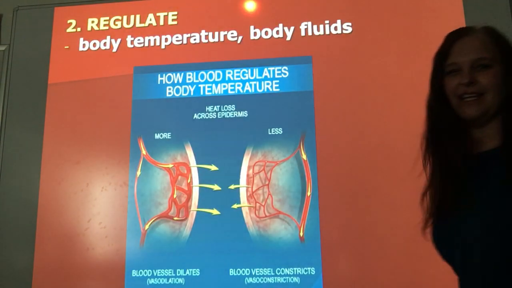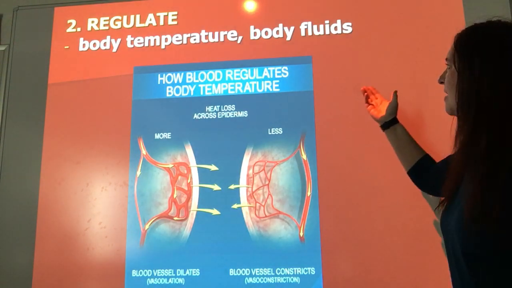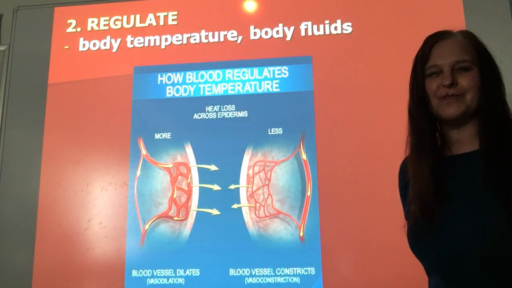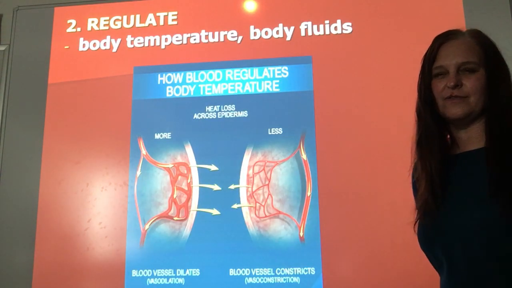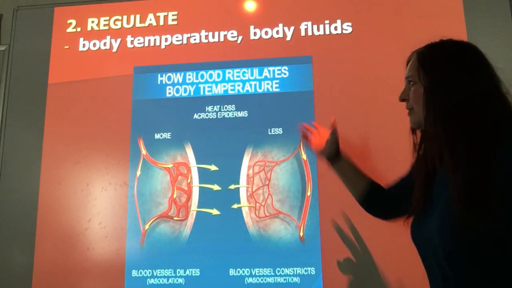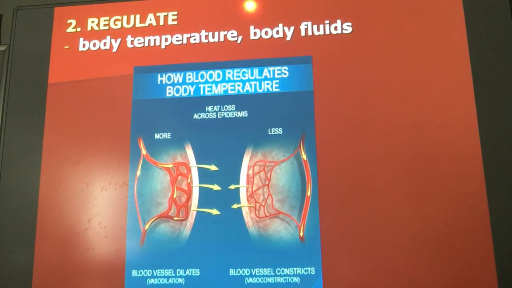The other one is to regulate. Oh, we've talked about body temperature, your thermoregulation, body fluids, osmoregulation. So when we talked about homeostasis, our first unit, the blood is what connects all these systems together and is involved in our homeostasis. So we've already talked about body temperature and body fluids, but that blood helps regulate them.